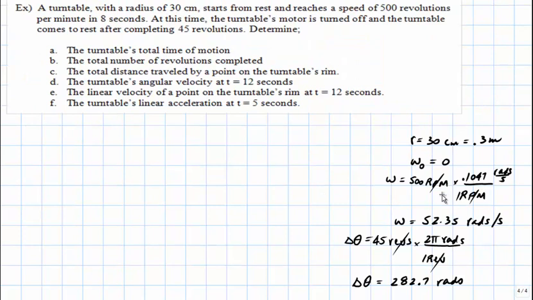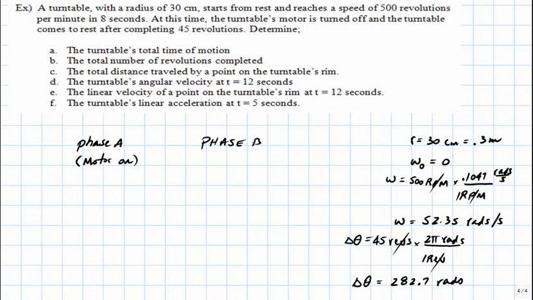We will now introduce a chart which separates the various quantities into their appropriate phases. Again, this is a two-phase problem, so we'll label the first phase as phase A, and this is the phase where the motor is on. And phase B will represent the period when we turned off the motor, when the motor's off.